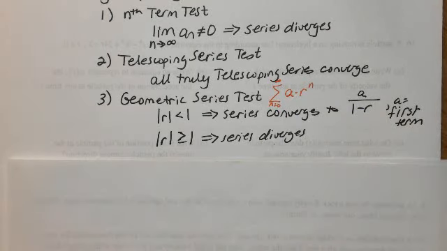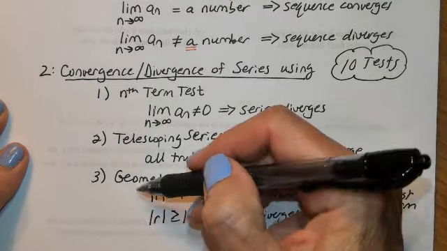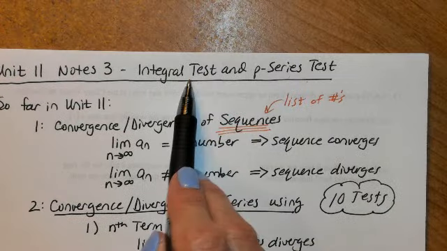Okay, so that's what we've done so far this unit, and today we're getting 2 more tests. I told you for convergence and divergence of series, we're going to get 10 tests total. So last time we were together we did 3 of them, and today we're doing 2 more.